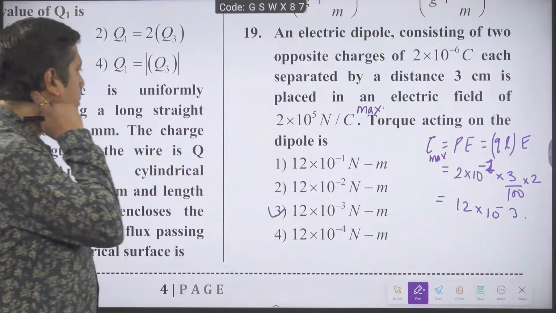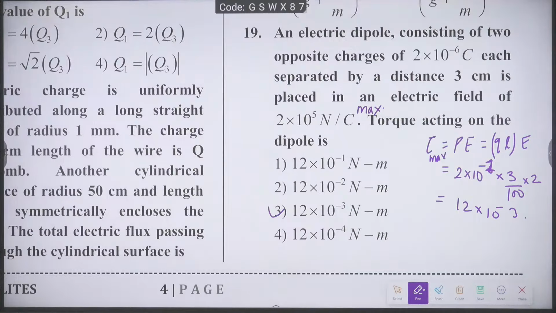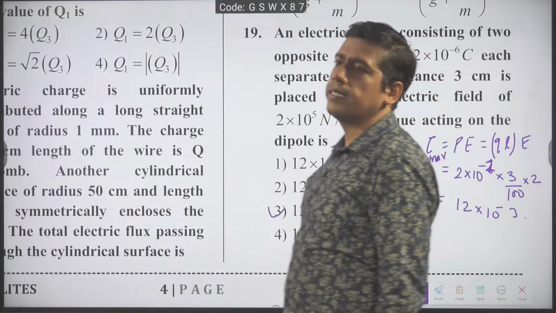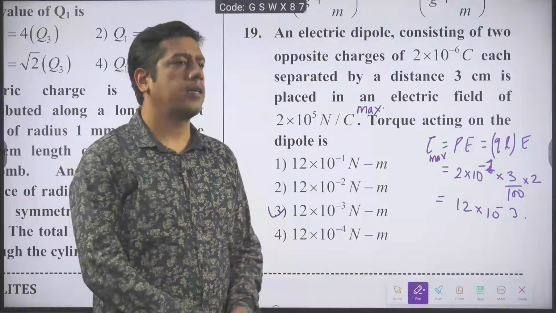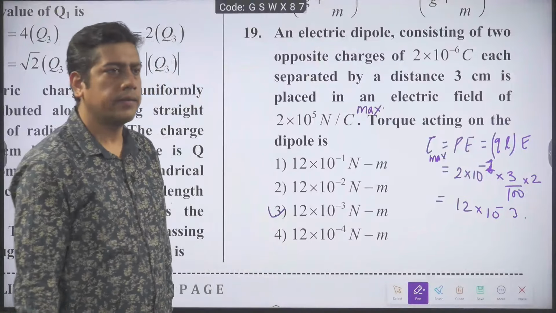But it's already mentioned maximum torque. Because if they don't mention maximum torque, then option number 4 will also be correct, because anything less than 12 into 10 power minus 3 is correct. Okay? Next.